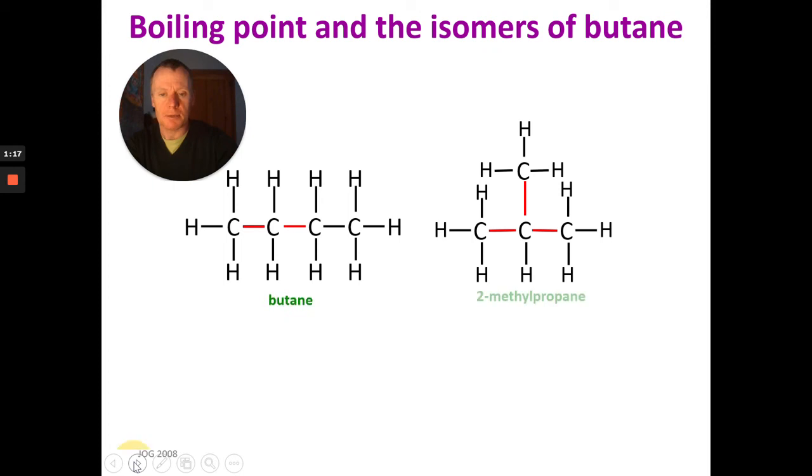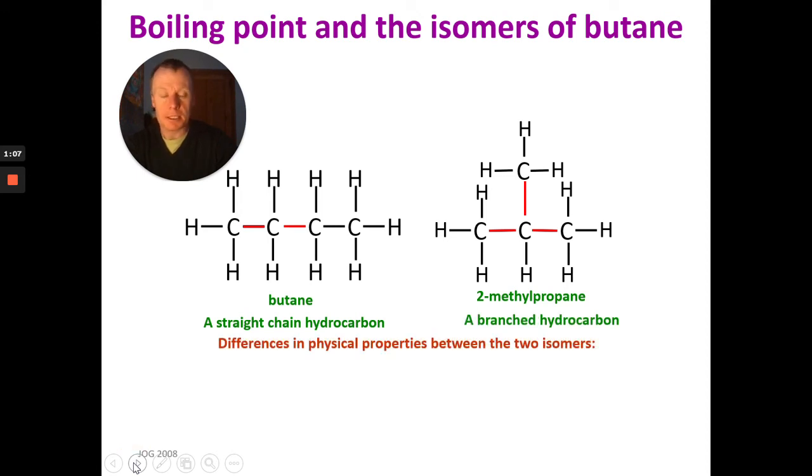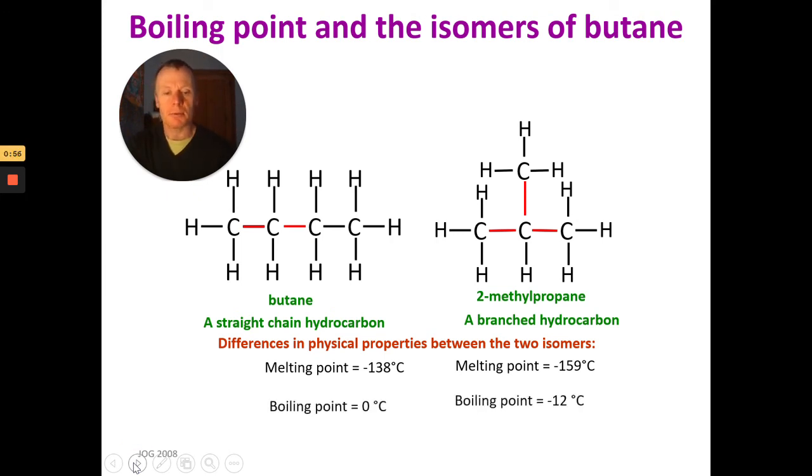If we look at the names, we've got butane and 2-methyl propane. Butane is a straight chain hydrocarbon, and 2-methyl propane is a branched hydrocarbon. This actually gives significant differences in physical properties. The melting point of butane is minus 138 degrees C, but for 2-methyl propane we've got minus 159. For boiling points, we've also got a significant difference. You can see a lot less energy is needed to overcome the London forces in 2-methyl propane. That's because it has less surface contact points for London forces to arise.